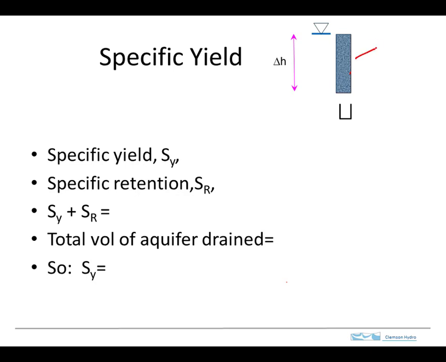I'm showing over here a column of porous material that's saturated with water. So imagine a cylinder that we're looking at as a 2D slice, and it's filled up to the top. So this is akin to the water table being right up here at the top of the column. And then I'm going to open up a valve here at the bottom, and let water drain out of the column.